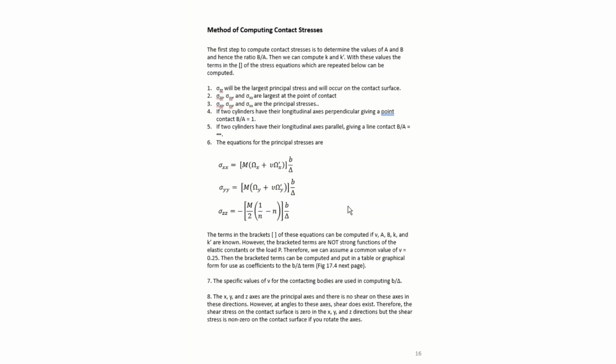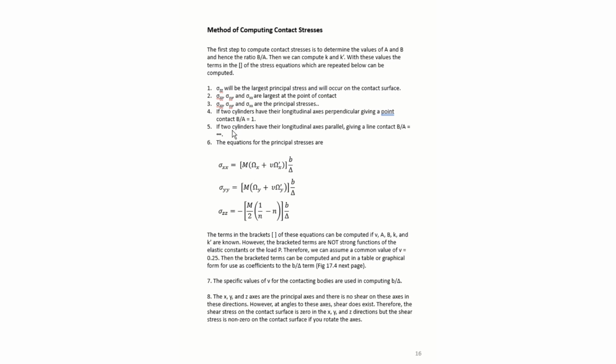This will be the method for computing the contact stresses. The first step is to determine the values of A and B, and we come up with the equations to do that, and then we get the ratio of B over A. Then we can compute K and K prime, and with these values we can compute the terms in the brackets of the stress equations shown down here. These terms in these brackets, we can compute those.